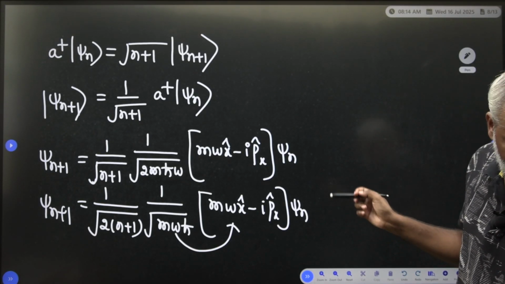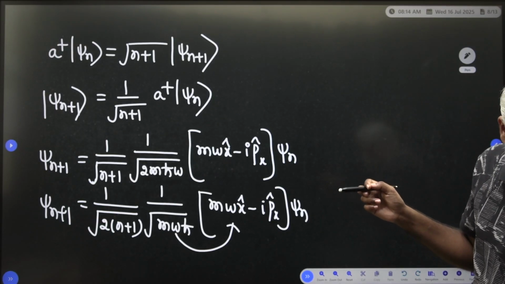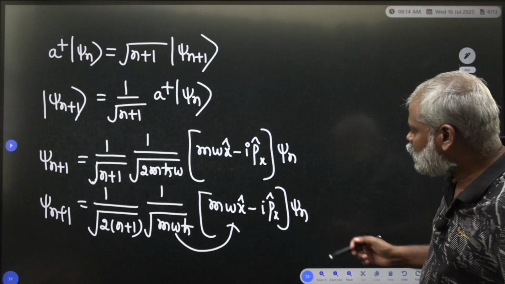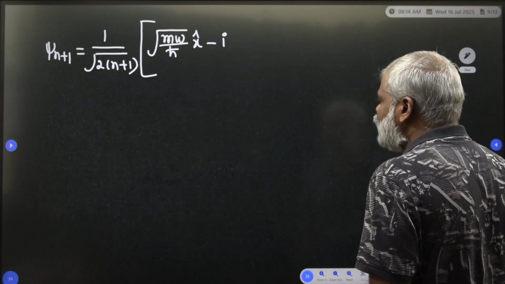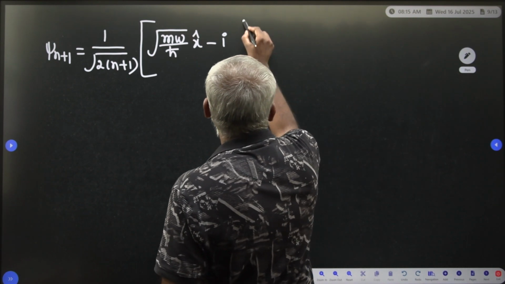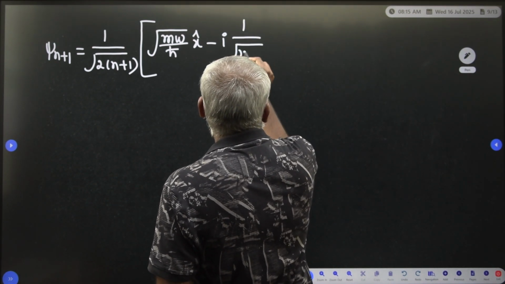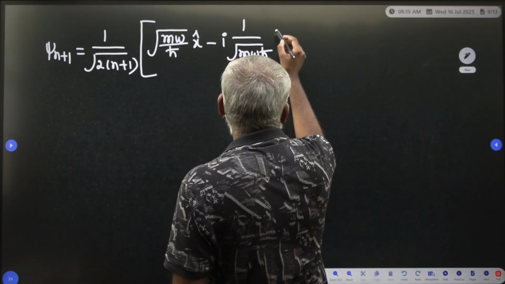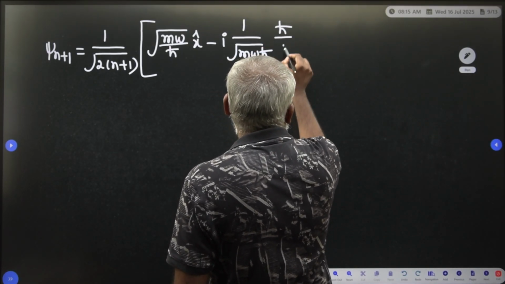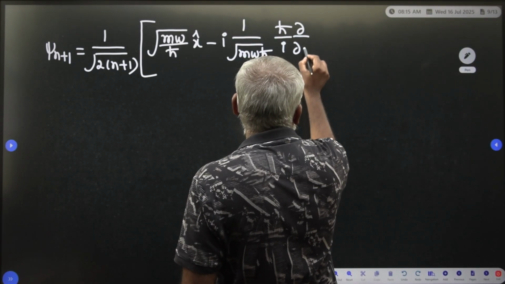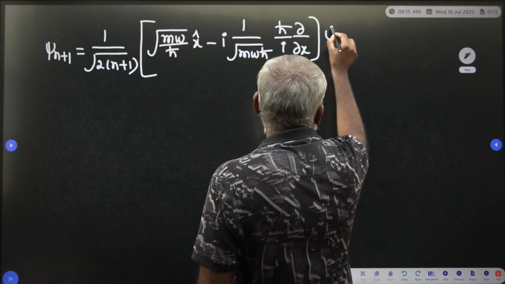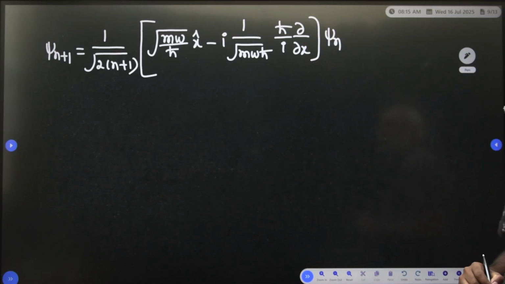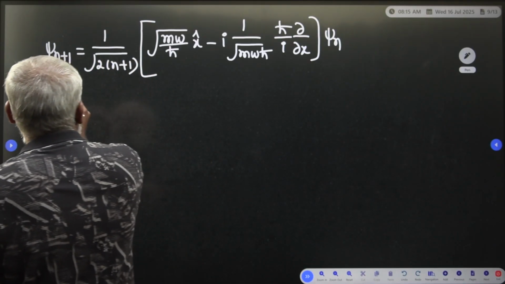So p x cap into dou by dou x you have to take. So there, you have to write it as dou by dou x. Therefore what you are going to get is i into 1 by square root of m omega h cut into, so p x cap is equal to h cut by i into dou by dou x, h cut by i into dou by dou x into psi n we have to write. Is it clear?